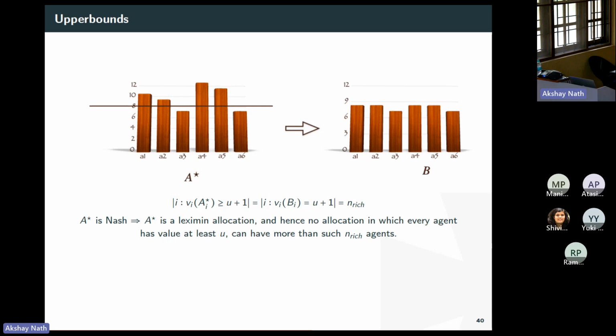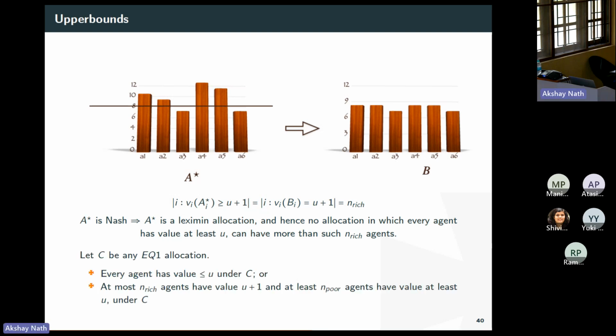A quick argument is as follows. We just saw that the number of agents who have utility U plus 1 is equal. Let's call them the rich agents, and the number of rich agents is n rich. Since A star is Nash, it is also Leximin, which is to say it maximizes the minimum utility, and subject to that, it maximizes the second minimum utility, and so on. So there can be no allocation in which every agent has value at least U and there are more than n rich of these richer agents.